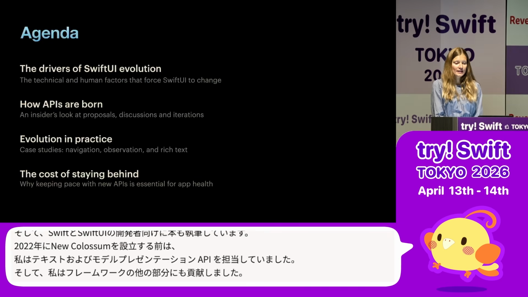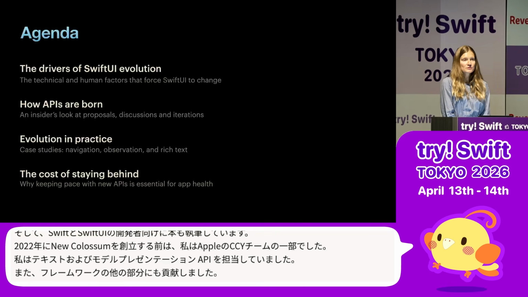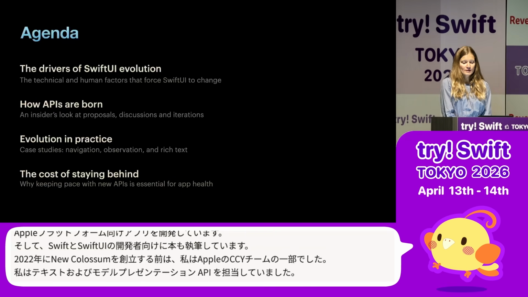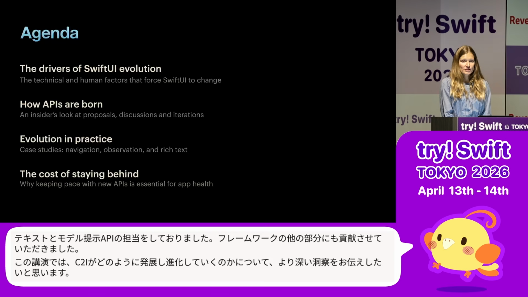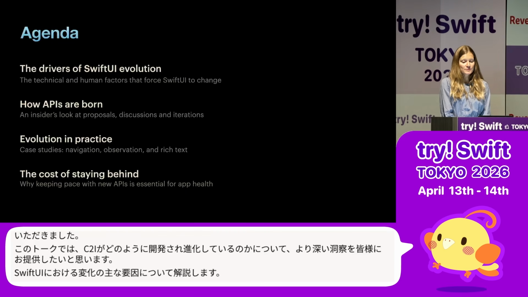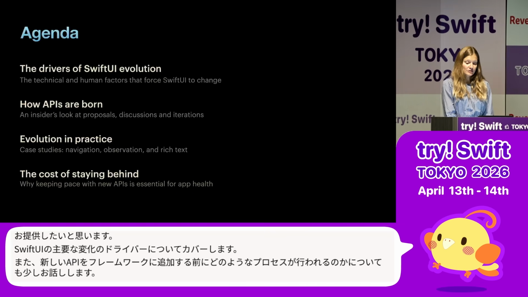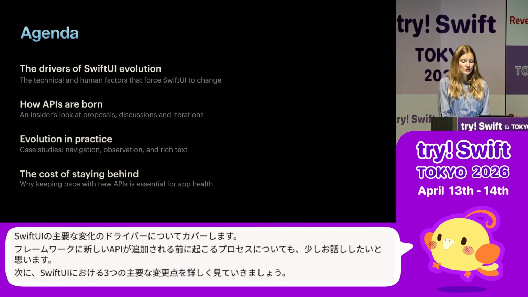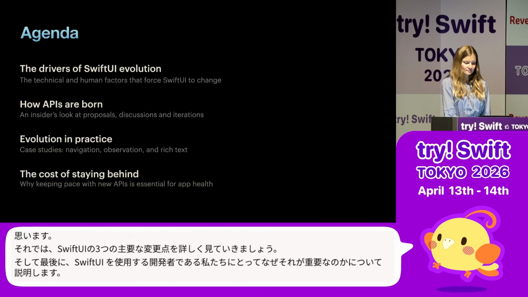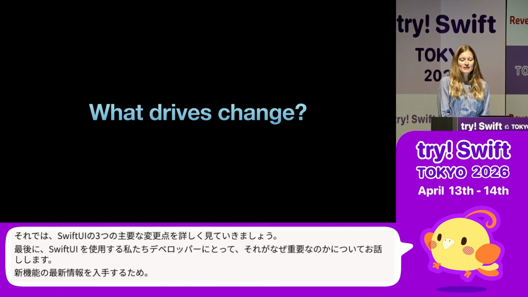In this talk, I would like to give you a deeper insight on how SwiftUI develops and evolves. We'll cover the main drivers of change in SwiftUI. I'll also share a little bit about the process that happens before a new API can be added to the framework. Then, we will examine 3 major changes in SwiftUI up close. And finally, we will talk about why it's important for us, developers using SwiftUI, to stay up to date with the features. Let's start by looking at what drives change in SwiftUI.